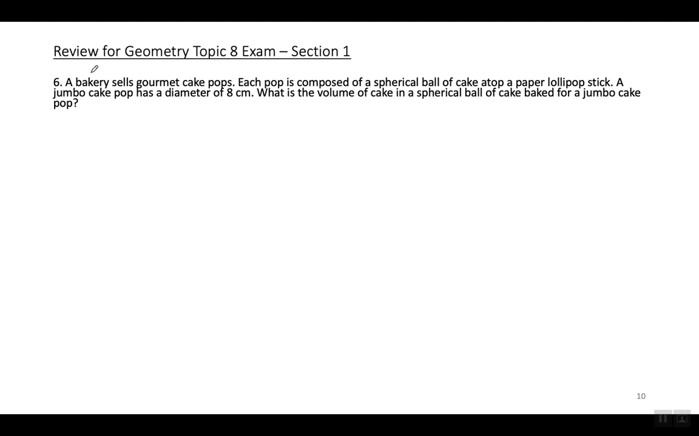Okay, let me try to translate what it said there. Basically, it's some bakery that sells a sphere. Imagine a sphere. It's kind of hard to draw something 3D. Does that make it look 3D? That's supposed to be like a reflection or something. All right, this is a sphere. Let me try it again. Maybe that gives the optical illusion that it's a sphere.